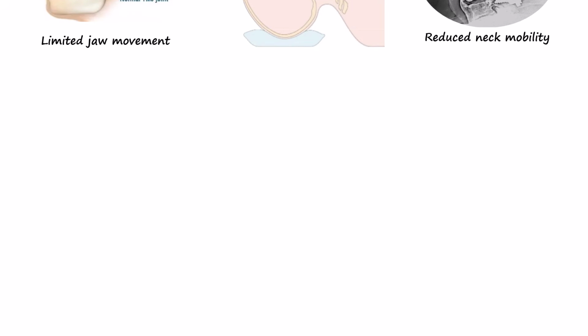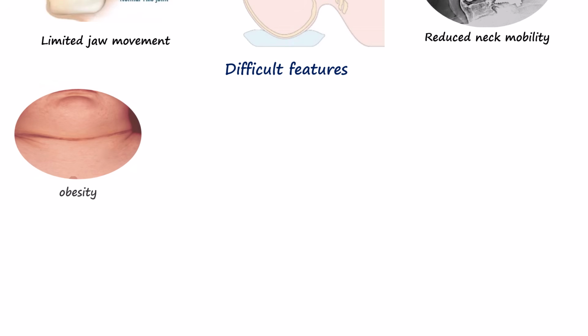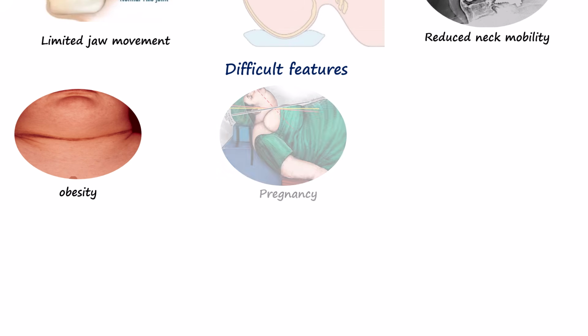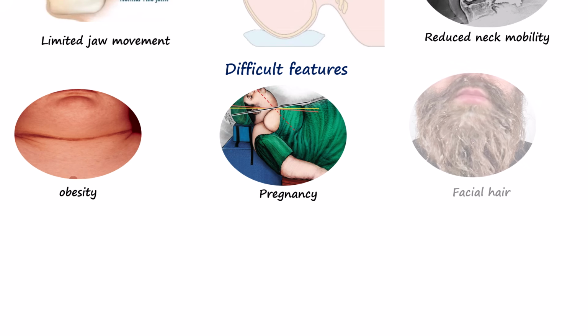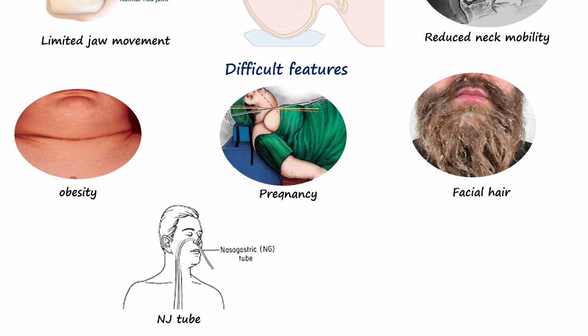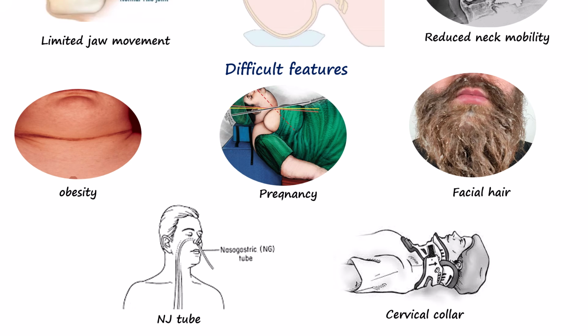And finally, the fifth D covers other difficult features that may not change airway anatomy but still complicate management. Massive obesity adds soft tissue bulk, impairs mask seal, and speeds desaturation. Pregnancy causes airway edema, reduced lung volumes, and higher oxygen demand, shortening safe apnea time. Facial hair can break mask seal, and tubes or devices like nasogastric tubes or cervical collars can obstruct access or positioning.